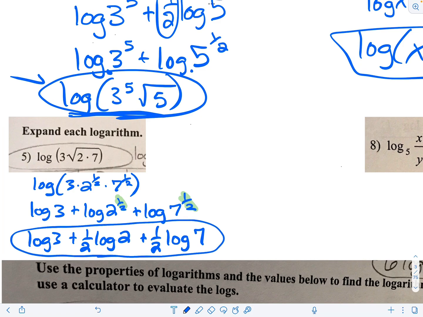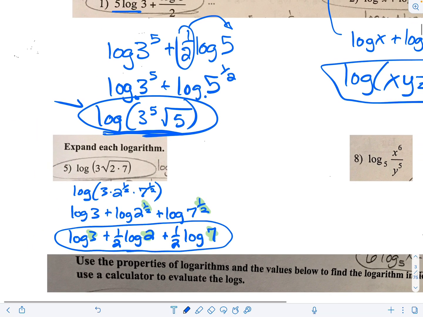There's no like terms I can add here, because though the bases are the same, the arguments, or the numbers there, are all different. So though tempting, can't do it. It is not a property.